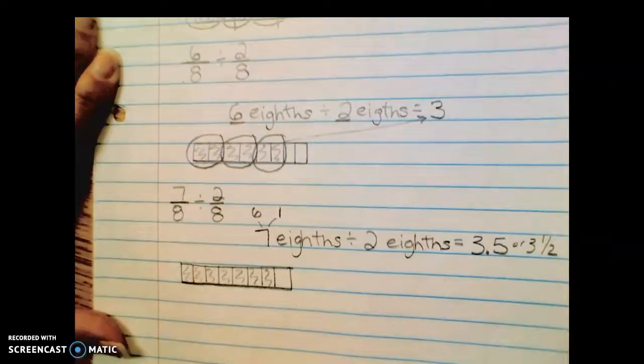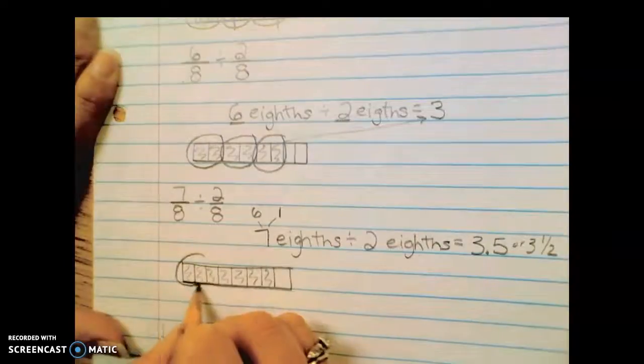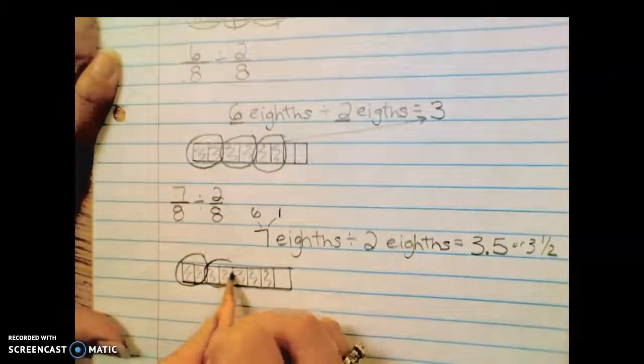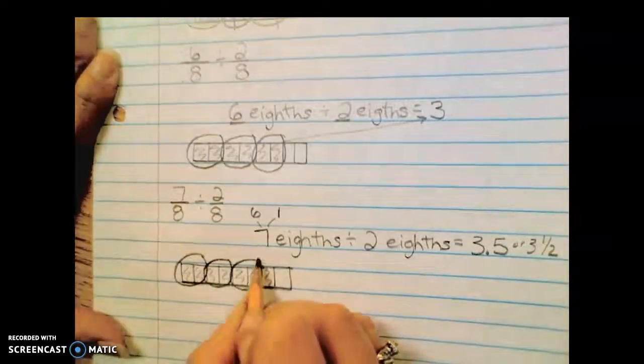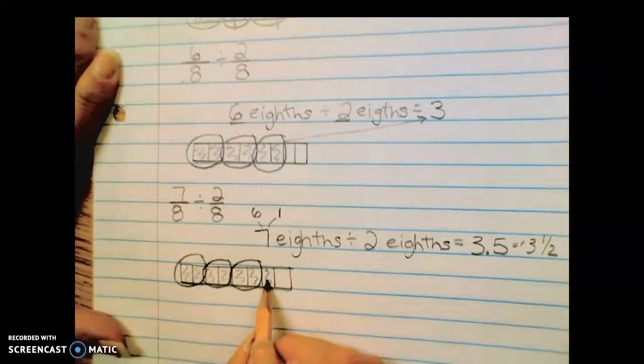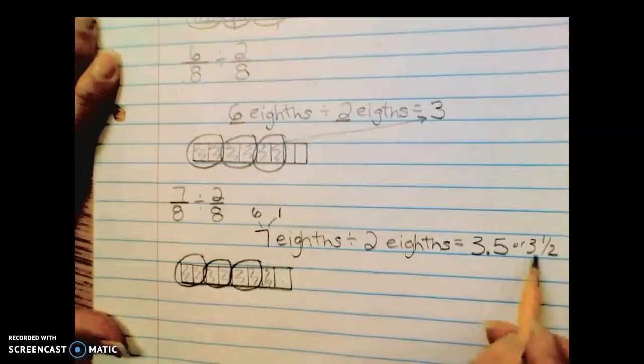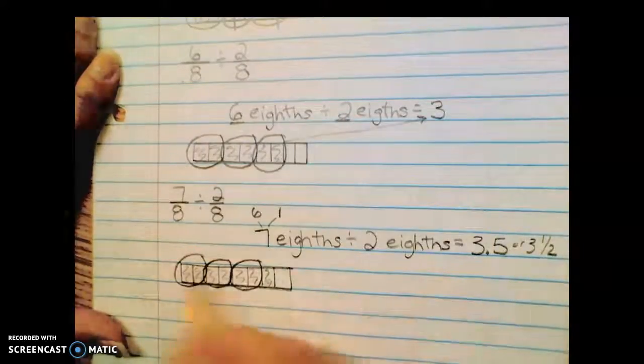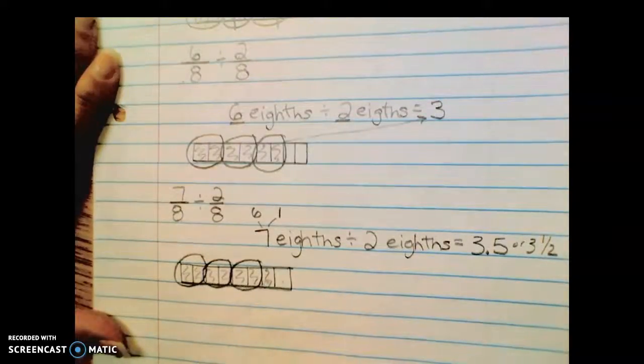If I break it into groups of 2/8, I have 1, 2, 3, and then this is where it gets tricky. How do I name this? I have 1 part out of 2 that I would need to make another group. So I have half of another group, which is exactly what I found here. 3 and then 1/2.